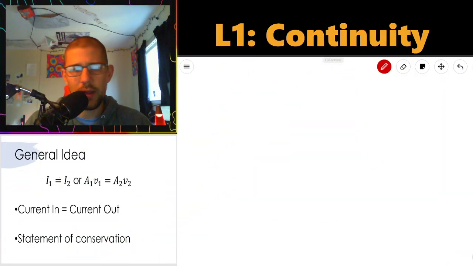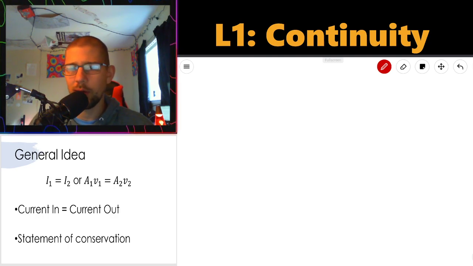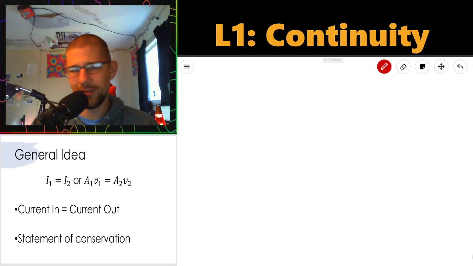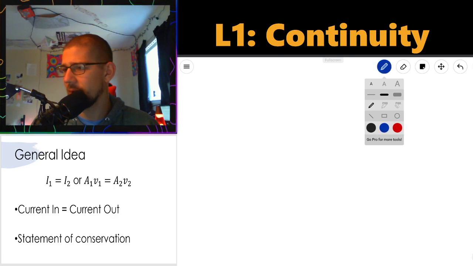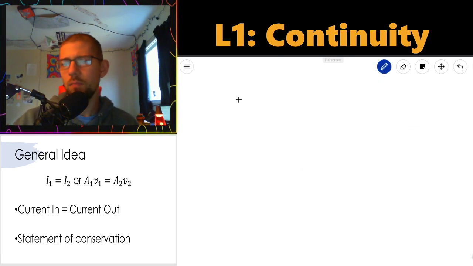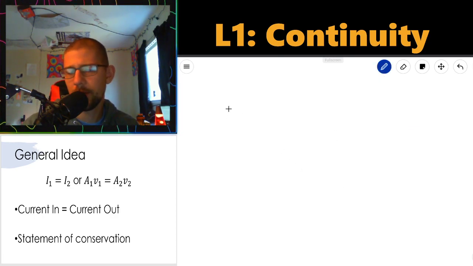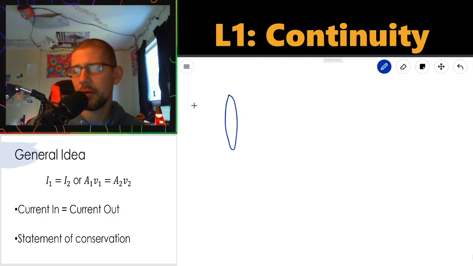So continuity, what is it? It's written I1 equals I2 or A1 V1 equals A2 V2. What does that mean? What are these things? What are we talking about here? So let me draw a little picture. When we talk about continuity, what we're really doing is making a statement about conservation of stuff.